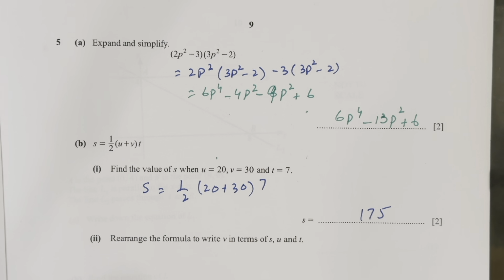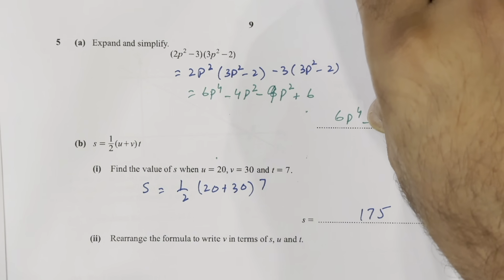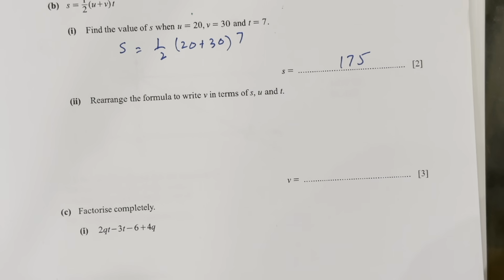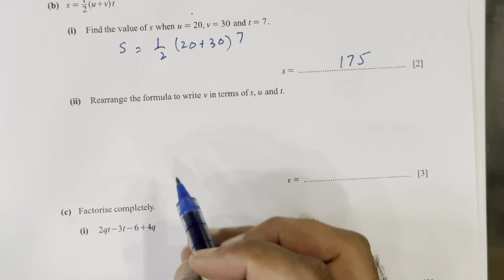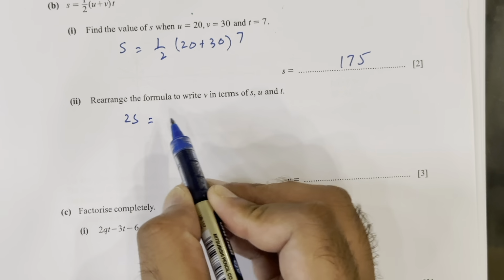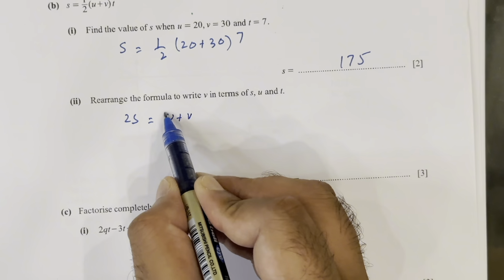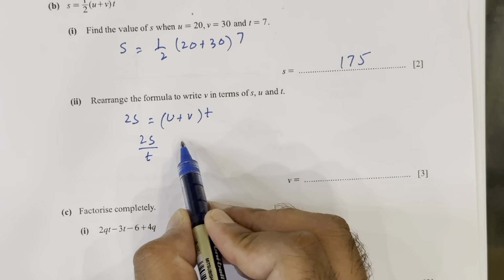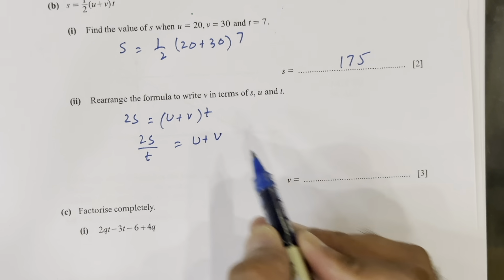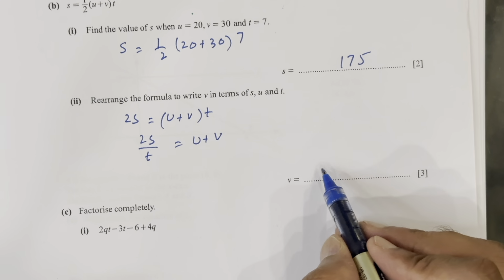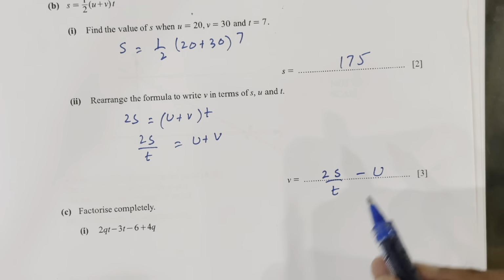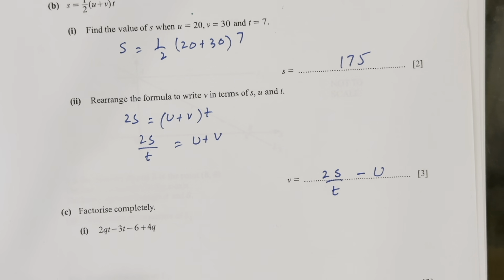Moving to the other part, rearrange the formula to write v in terms of s, u and t. It means we need to make v our subject. After multiplying by 2, we get 2s is equal to (u plus v) t. Now 2s divided by t is equal to u plus v. We get the value of v as 2s over t minus u. So this is our final answer.